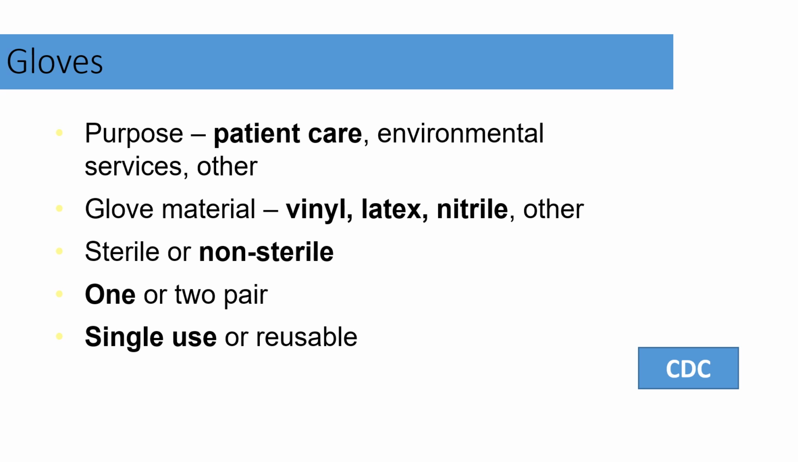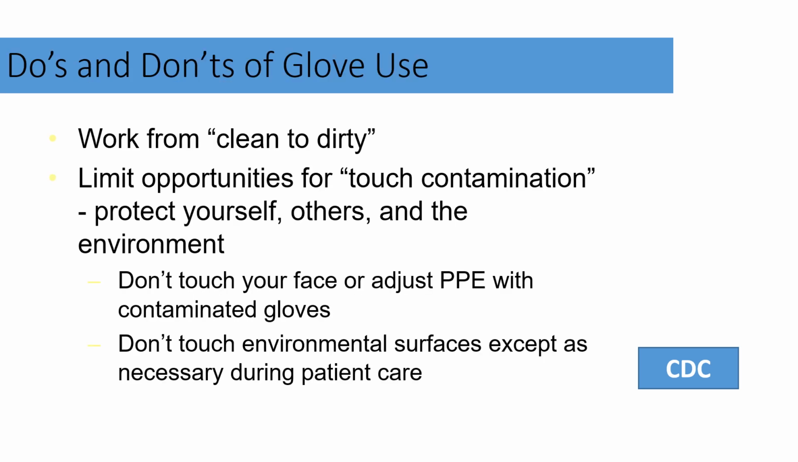The purpose of gloves is for patient care, environmental services, and others. Gloves can be of vinyl, latex, nitrile, and other materials. They can be sterile or non-sterile, and single use. The do's and don'ts of gloves include: work from clean to dirty and limit the opportunities for touch contamination. Protect yourself, others, and the environment, and don't touch your face or adjust the PPE with contaminated gloves. Don't touch environmental surfaces except as necessary during patient care.